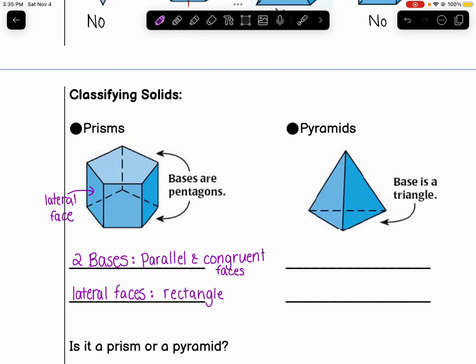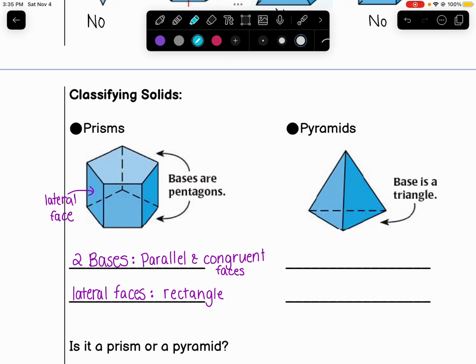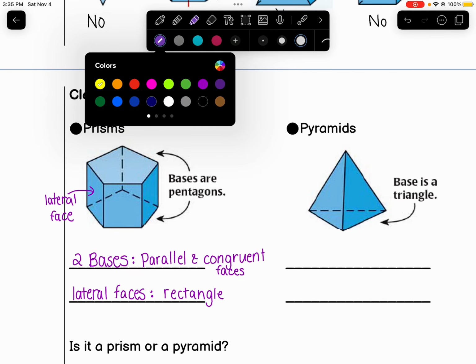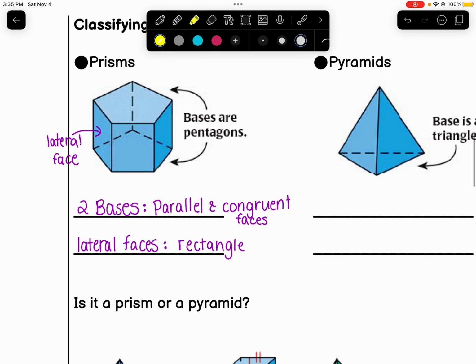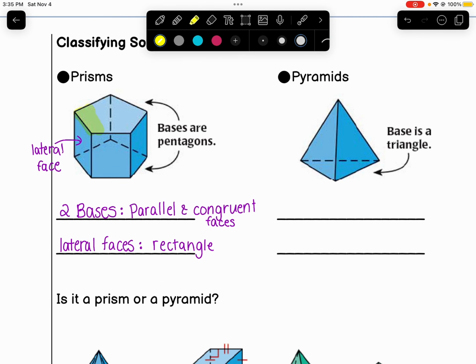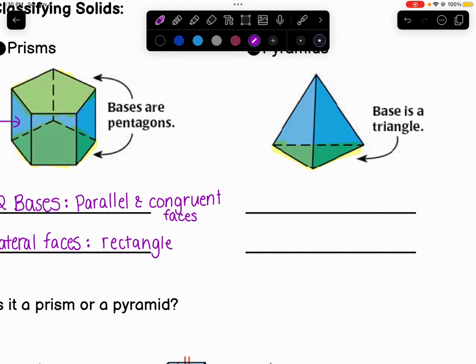The other type of polyhedron that we can have is a pyramid. And a pyramid just has one base. On this base, the pyramid is a triangle. Something that will help you throughout the unit is if you get in the habit now of highlighting your bases. If you grabbed a highlighter, go ahead and use it to highlight the two pentagons on your prism. The pentagons are the bases. And now we can highlight this bottom triangle as our base. A pyramid is always going to have one base.